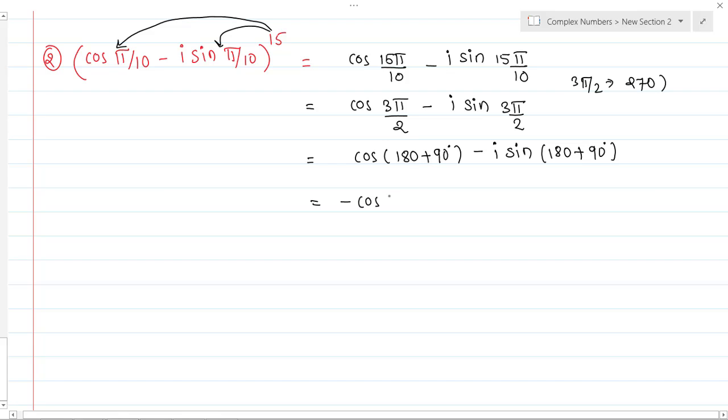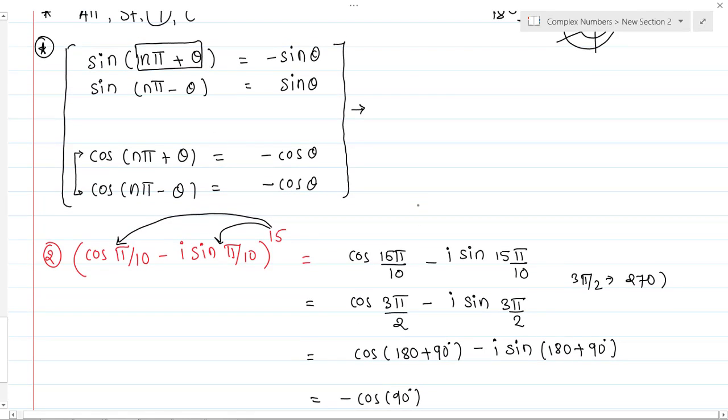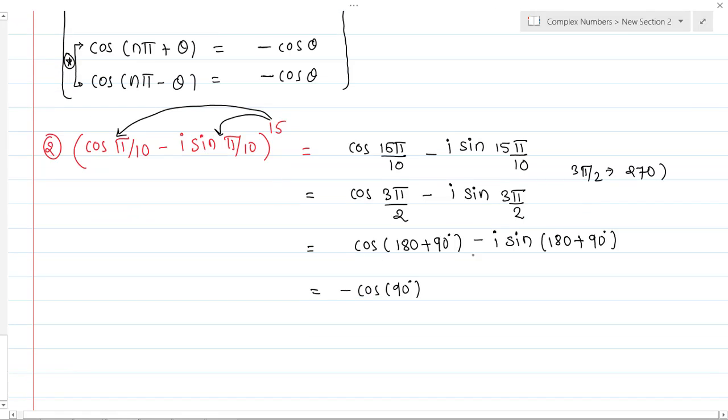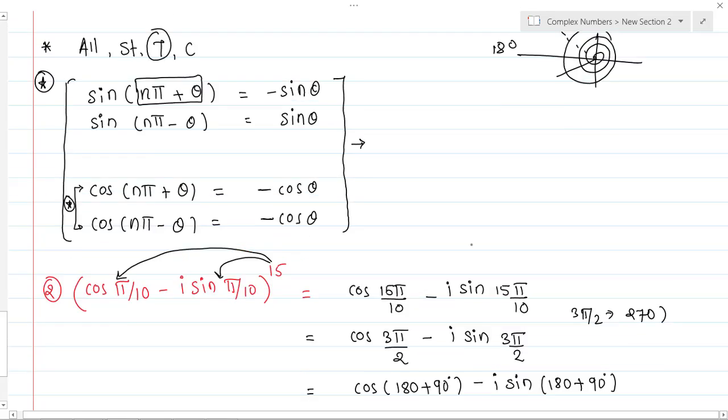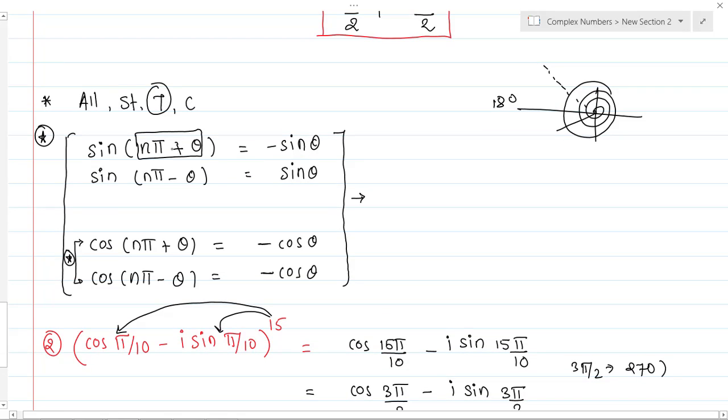It's minus cos of 90 degree, because just now we have seen that whatever you do with the cos, it will give you the negative sign, minus and minus. What about this sine? Minus sine of, if it is positive, it gives us the negative sign. If it is positive, it gives us the negative sign.